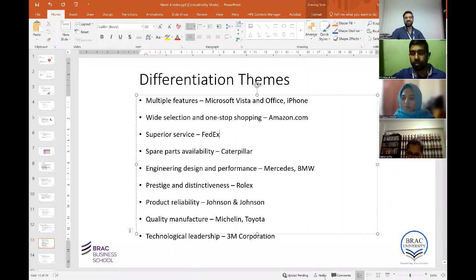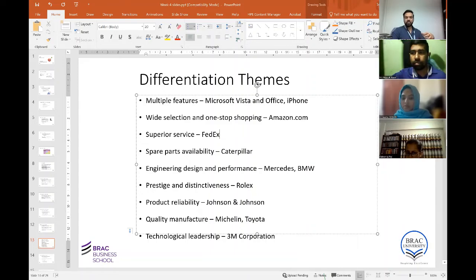Prestige and distinctiveness, Rolex watch. Why would someone buy a watch that would cost them maybe $10,000? Well, it's differentiation. They have some unique value attached to the Rolex watch. There's prestige, they have some features which are quite impossible for their competitors to replicate. Reliability of the product, quality manufacture, cost leadership.